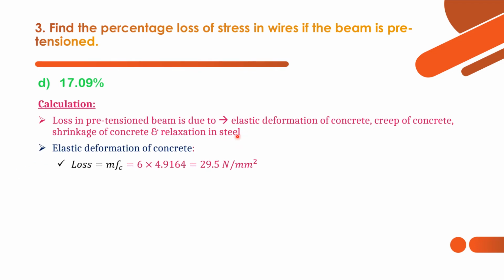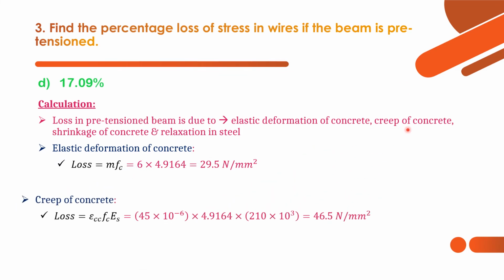So first let's see the elastic deformation of concrete. Loss is equal to m into Fc. What is m? The modular ratio that we have already calculated in the previous slide, that is 6. Fc is the stress at steel level, calculated as 4.9164. Multiplying both, we get the answer as 29.5 Newton per mm square. So this is the loss of stress in wire due to pre-tensioning, due to elastic deformation of concrete.